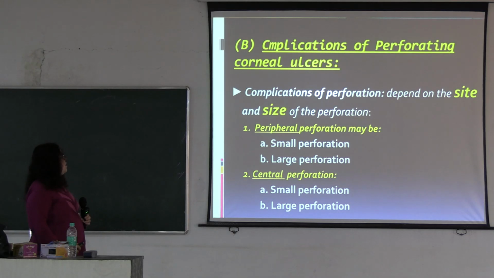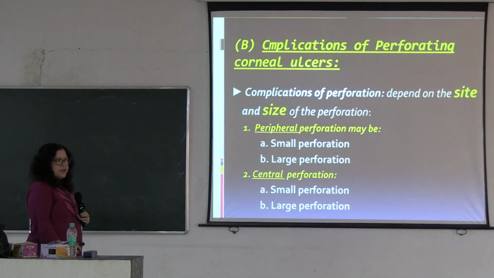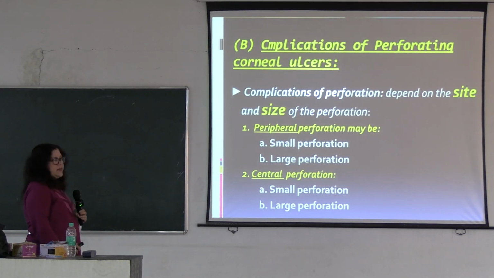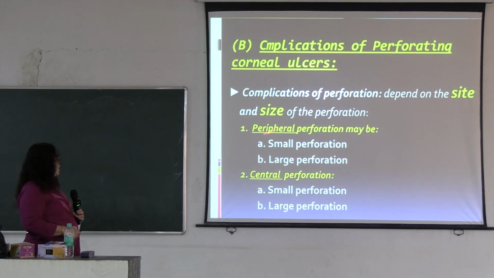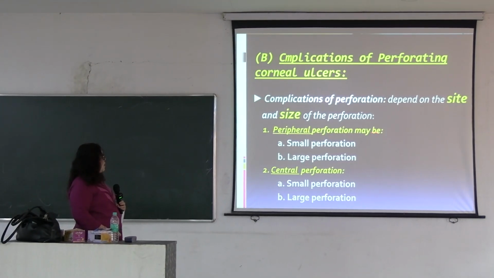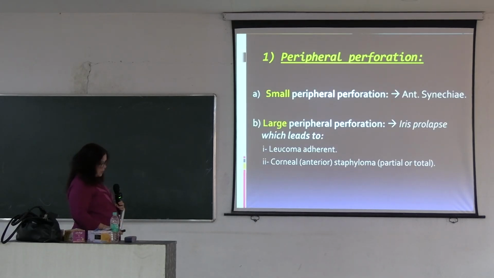Then complications of the perforated corneal ulcer. That one was the non-perforated corneal ulcer. Now we discuss the complications of perforated corneal ulcer. The complications of the perforated corneal ulcer depend on the size and shape of the perforation. It may be a peripheral perforation or a central perforation. Peripheral perforation may be small or large, and the central perforation may also be a small perforation or a large perforation.